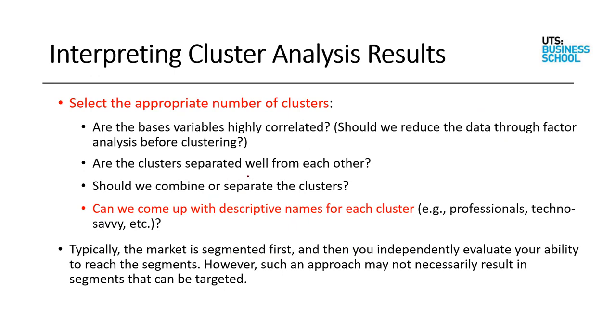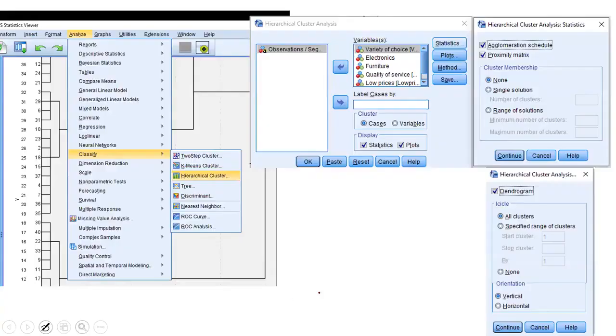Okay. Now, how do you interpret the cluster analysis results? Once you have selected the appropriate number of clusters, you have to come up with the descriptives. So for example, if you have information about demographics, behavioral, lifestyle, attitude, then for each cluster, you can do descriptive statistics of those variables to identify how each of the clusters would be different.